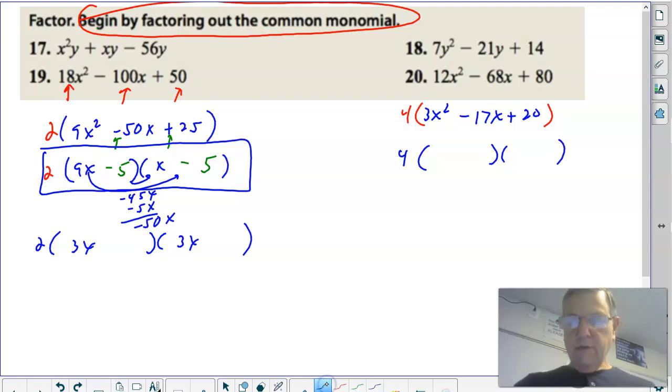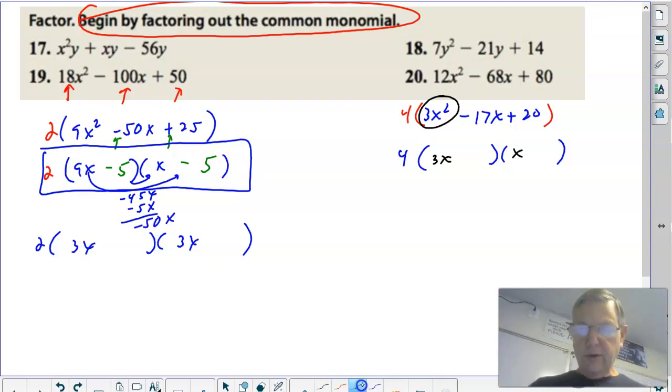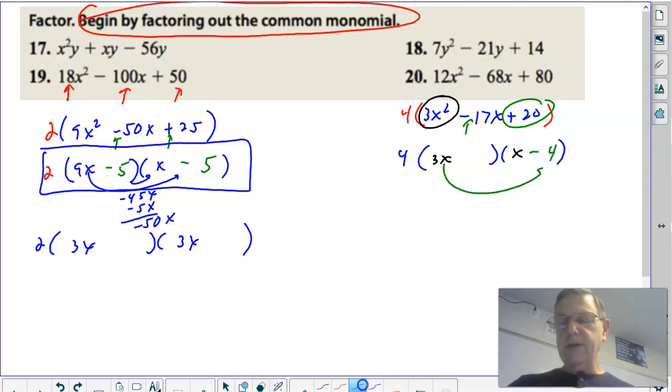Trinomial. Front's got to be 3x and x, right? Got to multiply to 3x squared. Back, here again, is our positive in the back with a negative. It's got to be a negative times a negative. Right now I'm thinking 4 and 5 to get to 17. Oh yeah, watch. 4 there, right? Remember, it's got to be negative and negative. And 5 there. Sure enough, watch. That's a negative 12x and a negative.